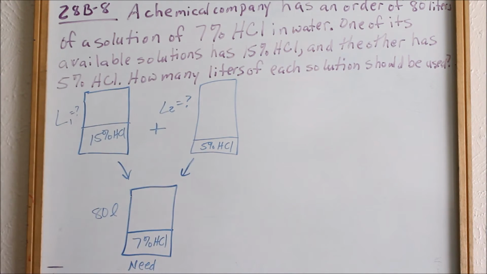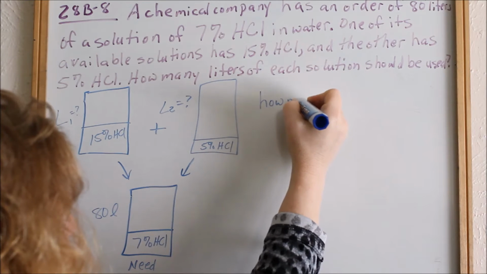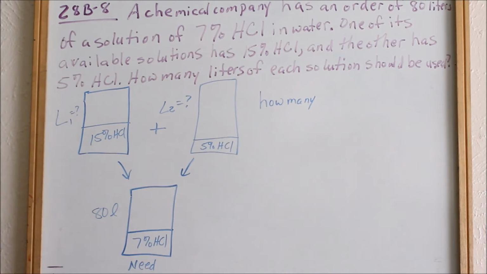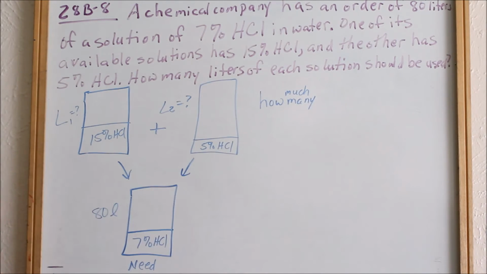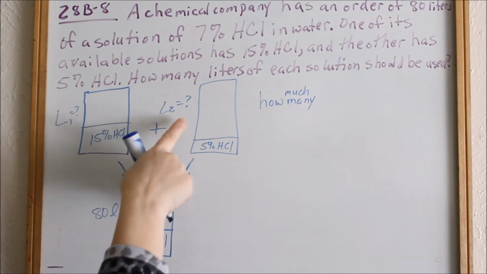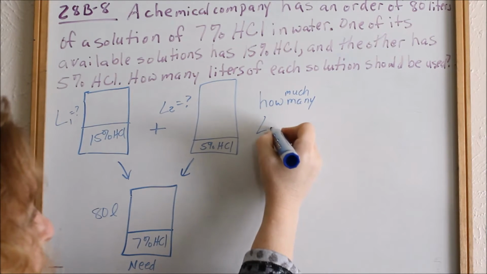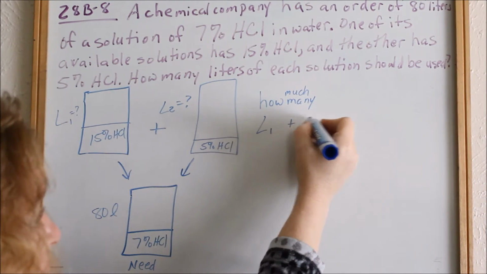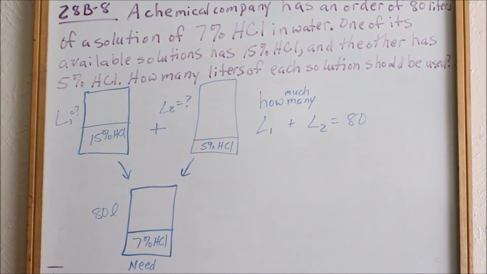Once you get your picture, then you can draw your equation. Write your equation. Your first equation is, I just label it as how many. That's going to be how many or how much. If you want to write the word much, that's dictated by our liters. So we need a total of 80 liters. We don't know how many liters of this yet, and we don't know how many liters of this. So I'm just going to call this liters of 1 plus liters of 2 equals 80 liters.